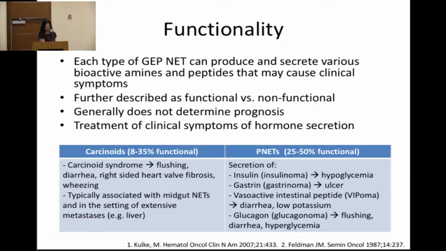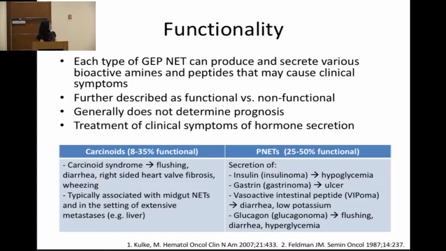So in carcinoids, due to serotonin release, you can get flushing, diarrhea, right-sided heart valve problems, as well as wheezing from bronchoconstriction. And typically, it's more common in the midgut NETs and less common with the hindgut and foregut. And typically, it happens when patients have extensive metastases in the liver.